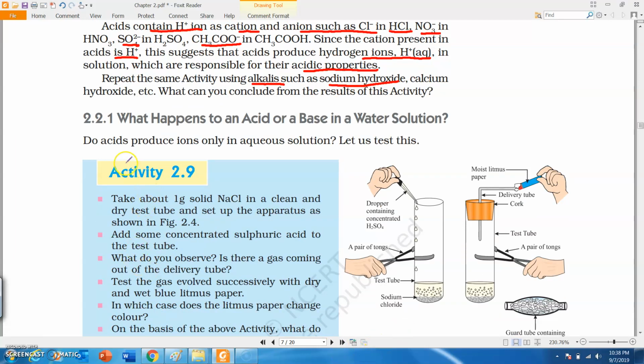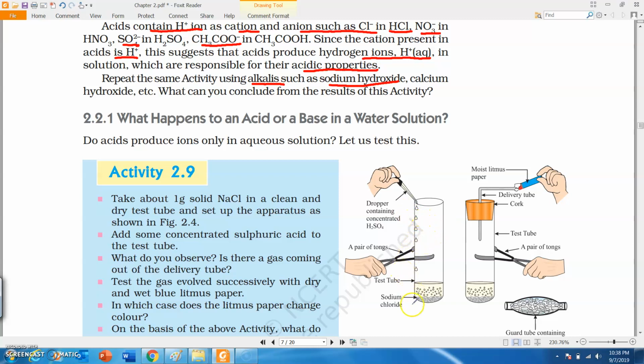Now what is next? What happens to an acid or base in a water solution? इसके लिए एक्टिविटी है 2.9. टेक अबाउट 1 ग्राम सॉलिड NaCl. ये टेस्ट ट्यूब है, इसके बीच में सोडियम क्लोराइड NaCl ले लेना आपने और उसमें उसको ये टेस्ट ट्यूब को इसमें ड्रॉप वाइज कंसंट्रेटेड सल्फ्यूरिक एसिड H2SO4 इसमें डालेंगे.